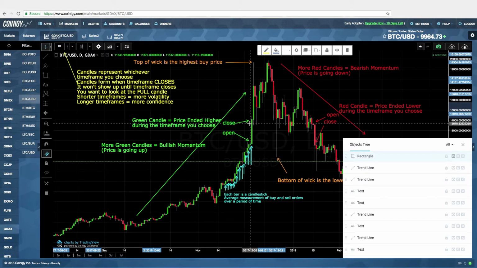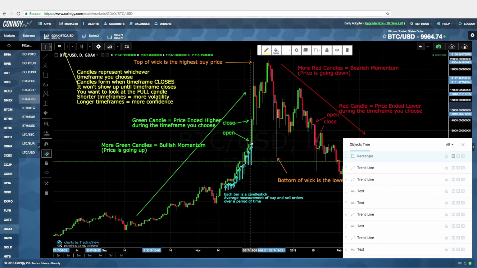So that means that it opened up right here, and then it closed right here. It means that the last price, the ending price, the closing price is a lot higher than the opening price.